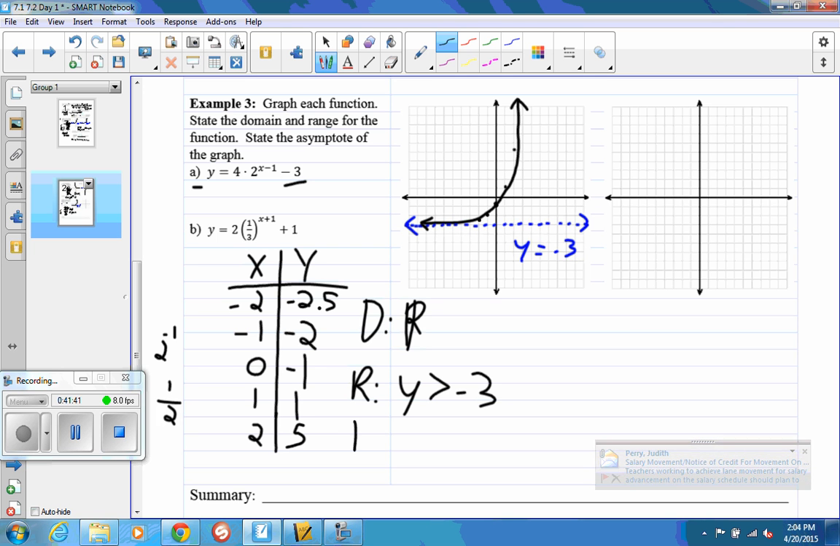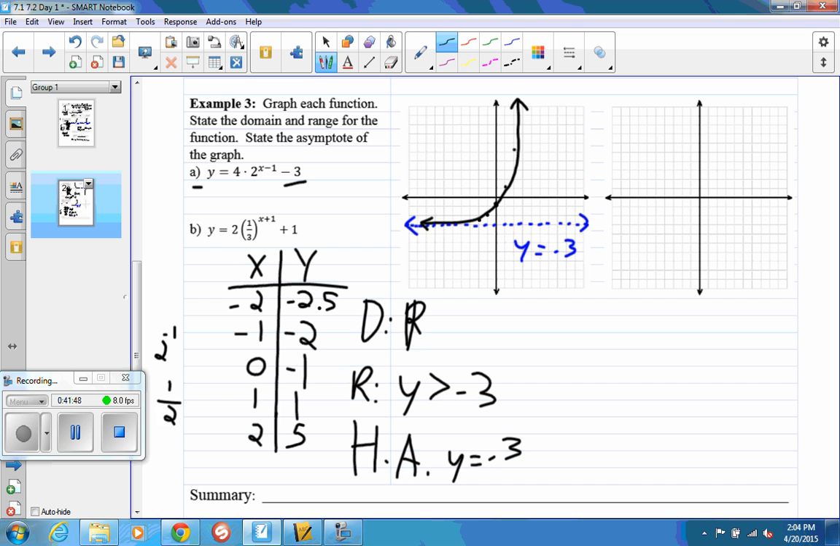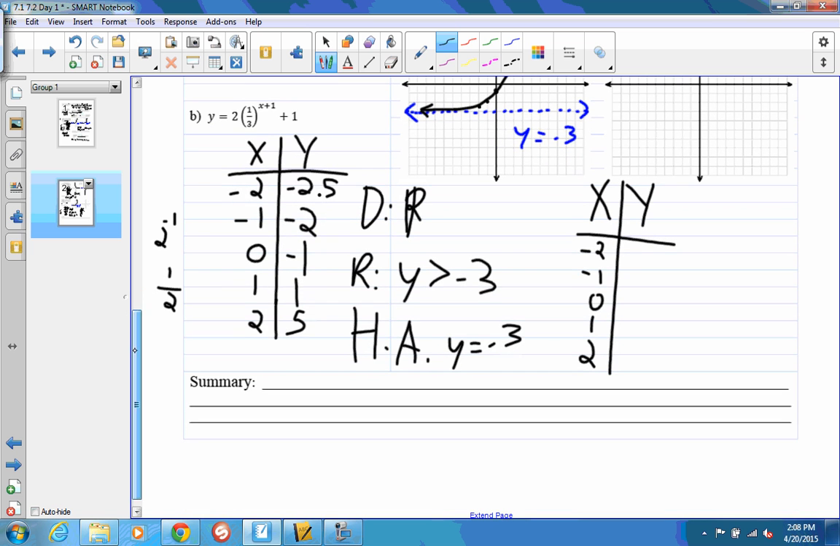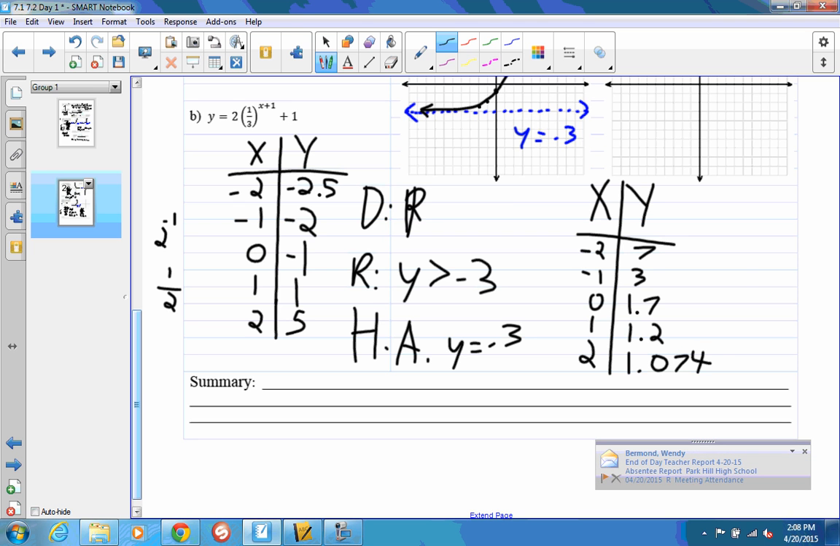So then I have a horizontal asymptote where y equals -3. Good. All right, do the last one. Hint, use decimals. I got 7, 3, 1.7, 1.2, 1.07. It's 1.074. I'm all right with 1.07.